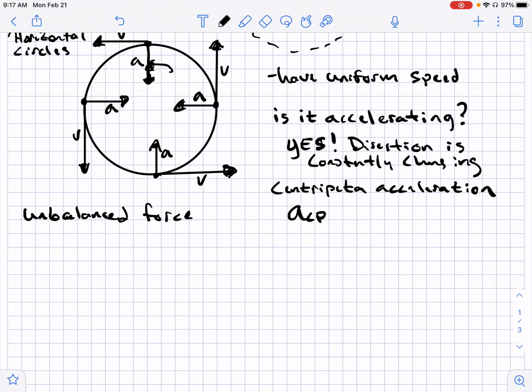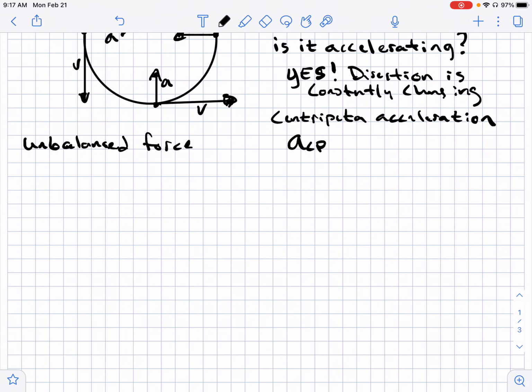And so without an unbalanced force, this object would move in a straight line. But because there's an unbalanced force, there's some kind of force that's keeping it moving in this circular motion, which is causing it to have an acceleration. And so we call that a centripetal force. And we use F_CP, centripetal force, to denote a force that's causing an object to move in a circular motion.